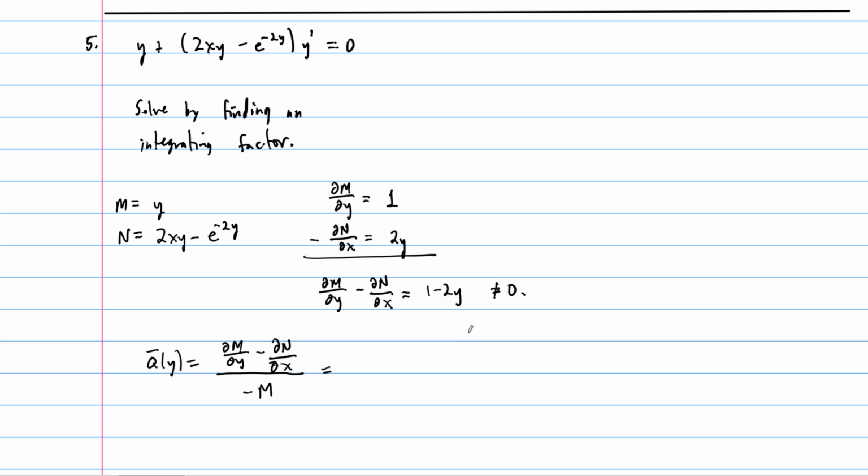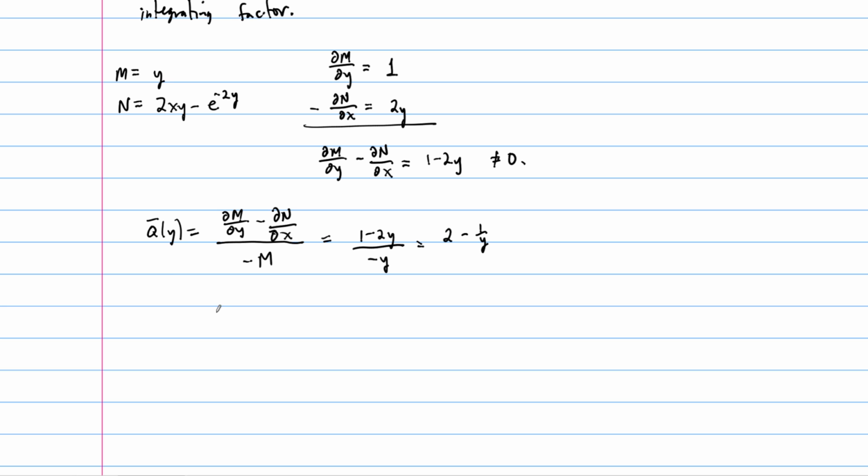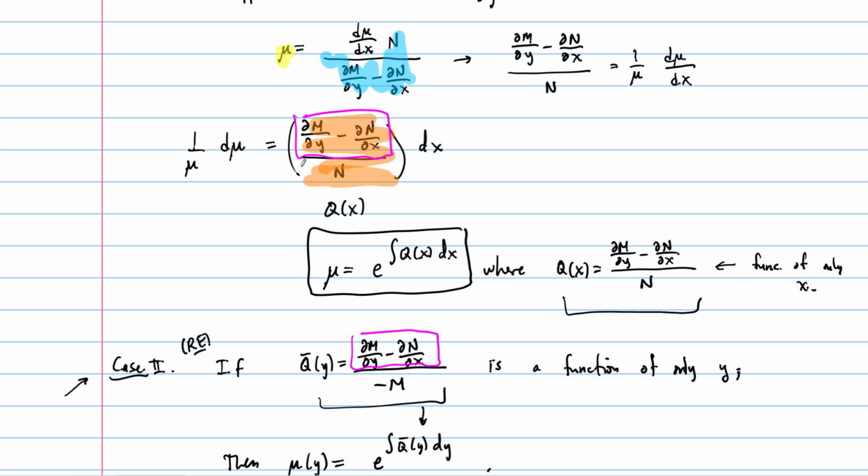All right, so this is then going to be 1 minus 2y divided by negative y, and then we can rearrange and solve for this. So this is going to be 2 minus 1 over y. This is just Q hat. So now our differential equation for mu is that 1 over mu, d mu by dy, is equal to Q hat of y. We can go back up and see that from this step: 1 over mu d mu equals Q hat of y dy.